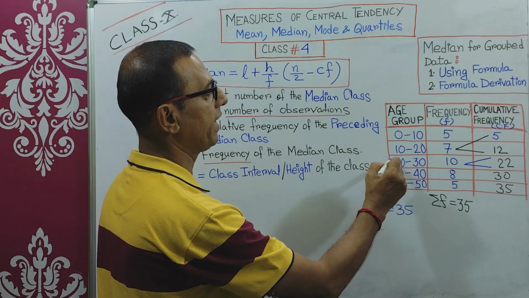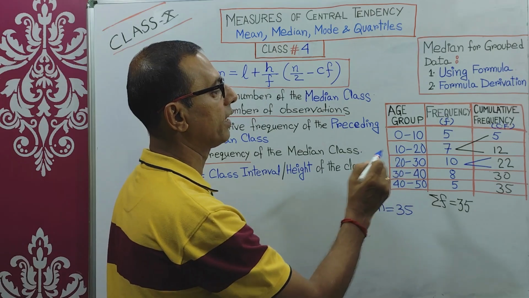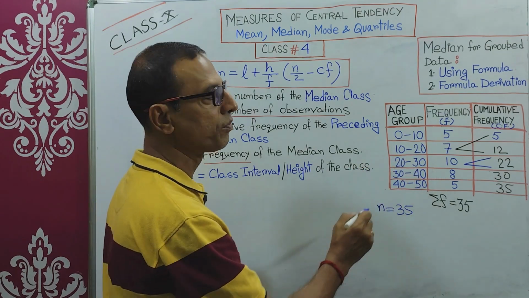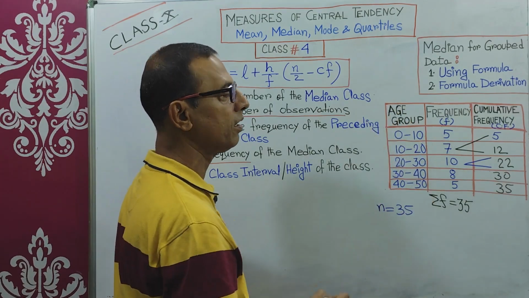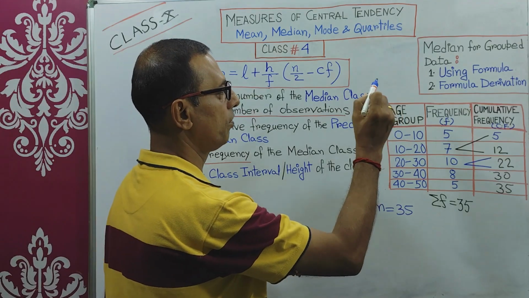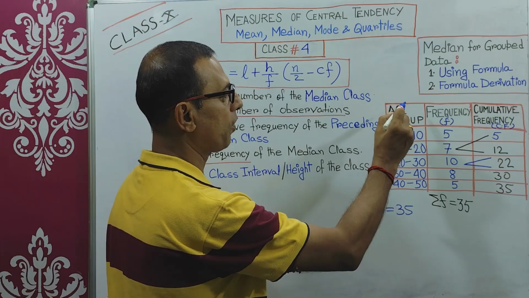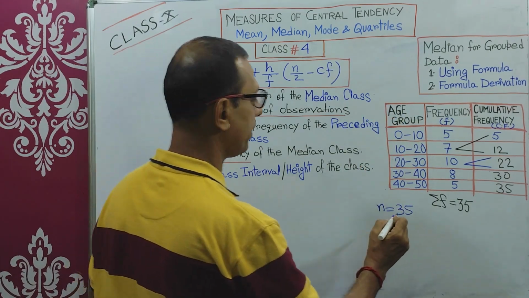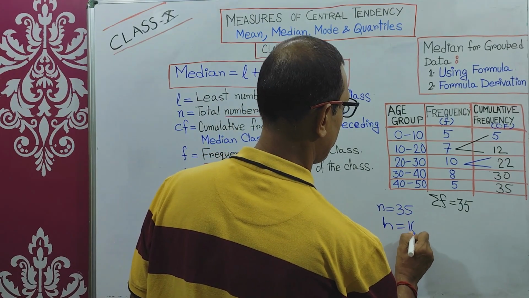So the 20 to 30 age bracket, the 10 to 20 age bracket. The upper value minus the lower value for each age group is called the class interval. And when you are asked to determine the median or mean or mode for grouped data, the class interval will be equal for all, right? So here H equals 10.